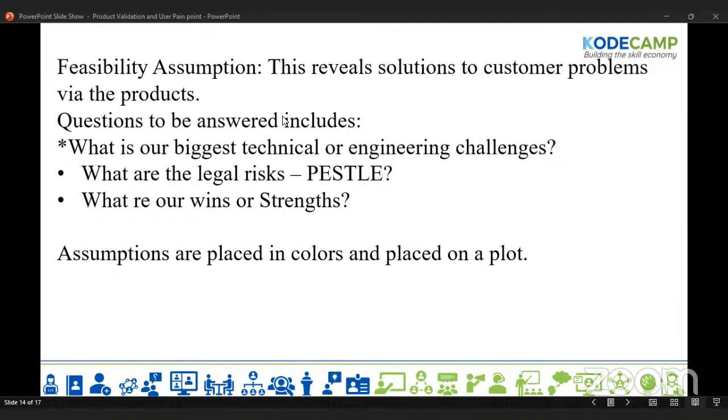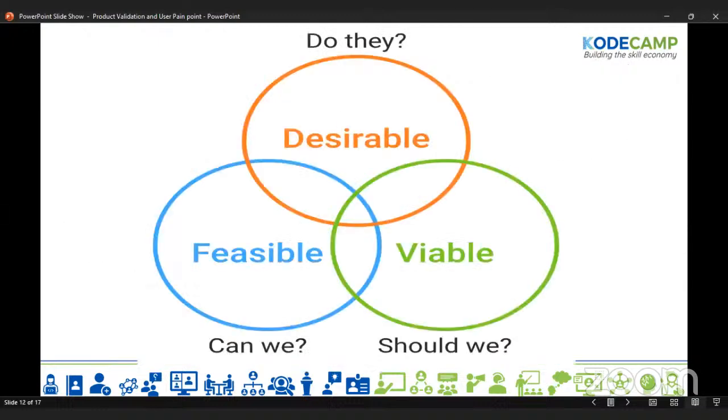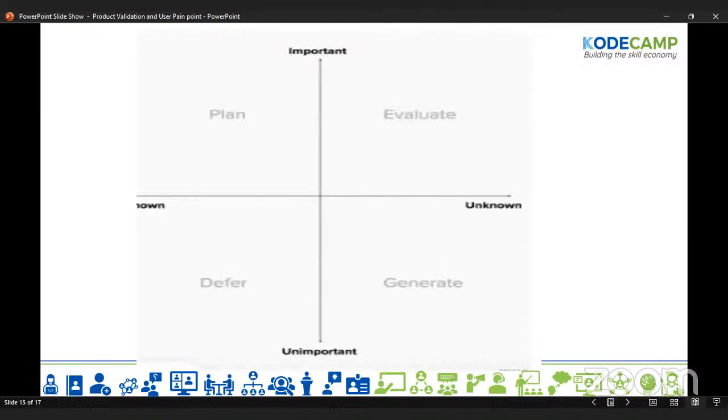Also understanding what are our wins or strengths. So you want to know your SWOT: what are your strengths, what are your weaknesses, what are your opportunities, what are your threats. And having this, our strengths should be more than the weaknesses, and opportunities more than the threats we have. With this, you place them in colors. Remember this, right? You have desirability, feasibility, and viability. Desirability can be in red, feasibility in blue, viability in green, and placed on a plot.